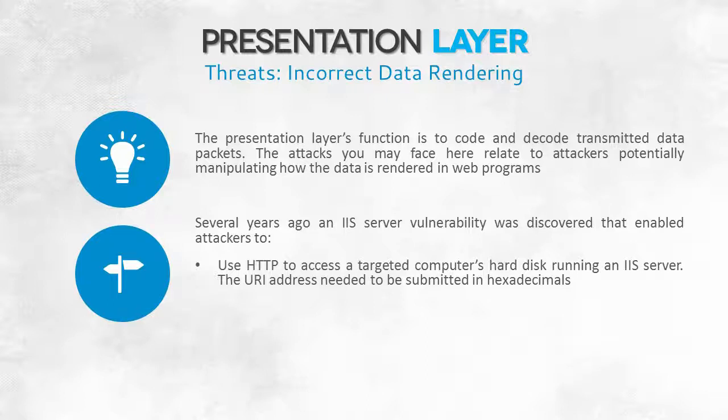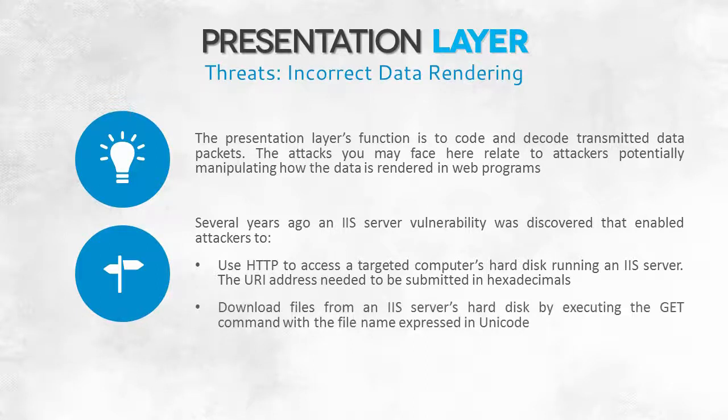The first one concerns the IIS Server. This is a Microsoft web server. One of the earlier versions of the server allowed anonymous access to the hard drive of the computer the IIS was installed and run on. The attackers only had to properly encode the request for access to a selected file in a hexadecimal format.